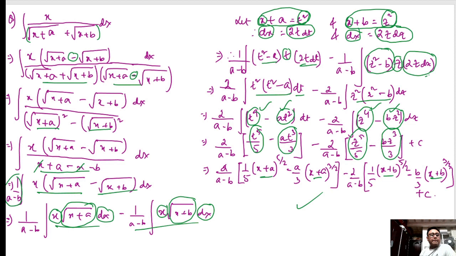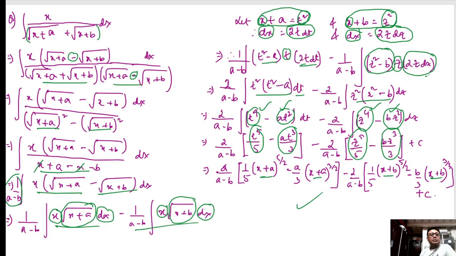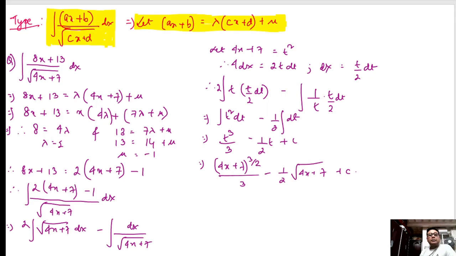Okay friends, let's move to the next sum. Type this. Whenever you have this type, in the previous type, the root was getting multiplied. As you can see from here, the root is getting multiplied with this. And now here if you see, the root gets divided, this root gets divided with this. So same format.